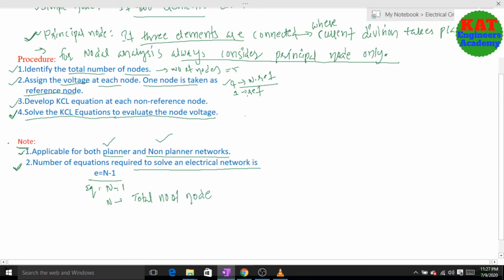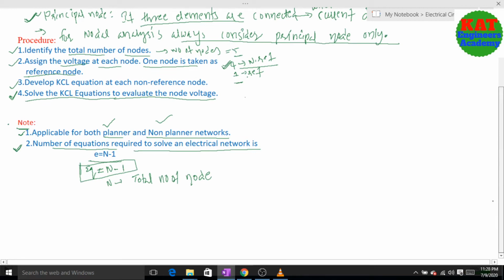Why are we taking minus 1? For example, if you have 5 nodes, 1 is the reference node, so you write equations only at 4 nodes. So if you have 5 nodes, you get 4 equations. Finally, the number of equations required to solve an electrical network is n minus 1. It is a very important objective question. In competitive exams, they will give one electrical network and ask how many equations you will get. Based on that network, first identify the number of nodes, then subtract 1. Finally, you get the number of equations needed to solve the network by nodal analysis.